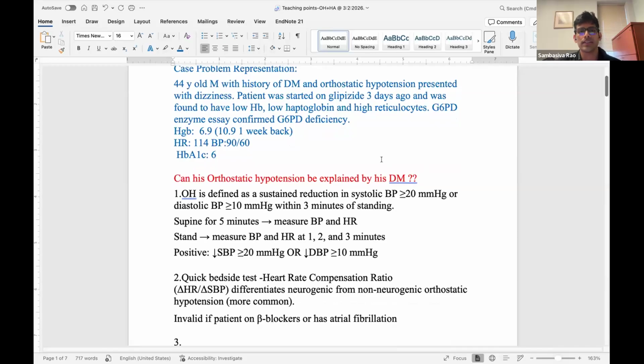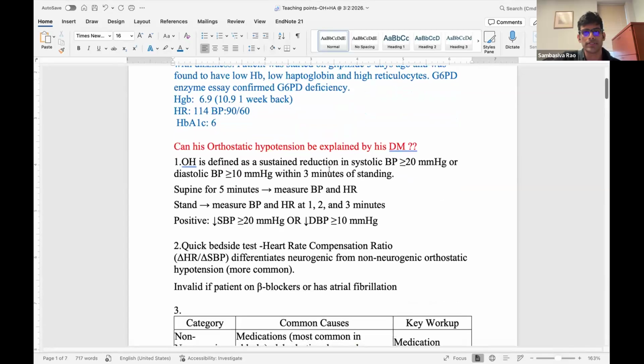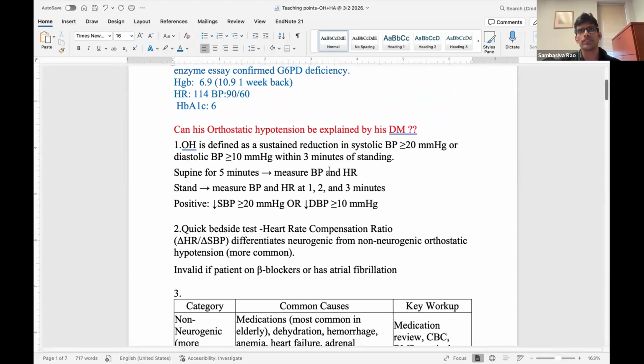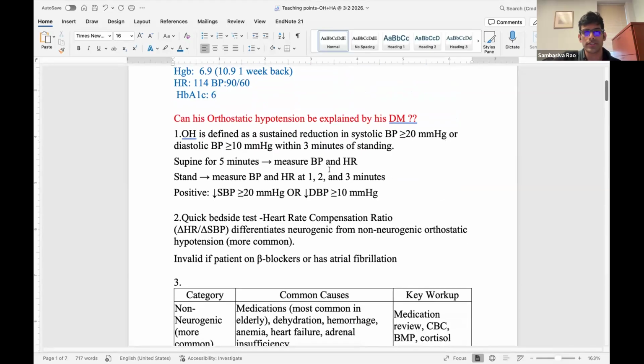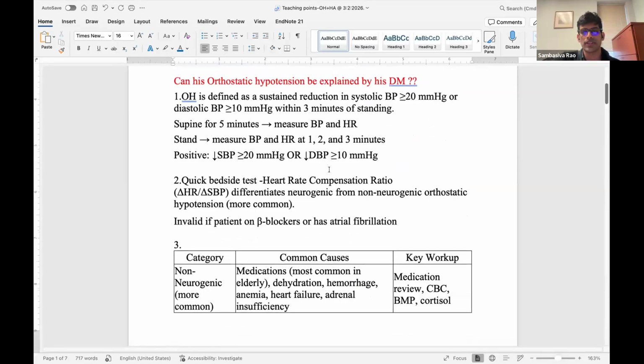So in this patient, the first question is: can the patient's orthostasis be completely explained by diabetes? That is a question because usually we associate diabetes autonomic neuropathy with causing orthostatic hypotension. But in general, what is orthostatic hypotension? To define that, the patient needs to have a drop of systolic blood pressure greater than 20 and diastolic greater than 10 mm within 3 minutes of standing.